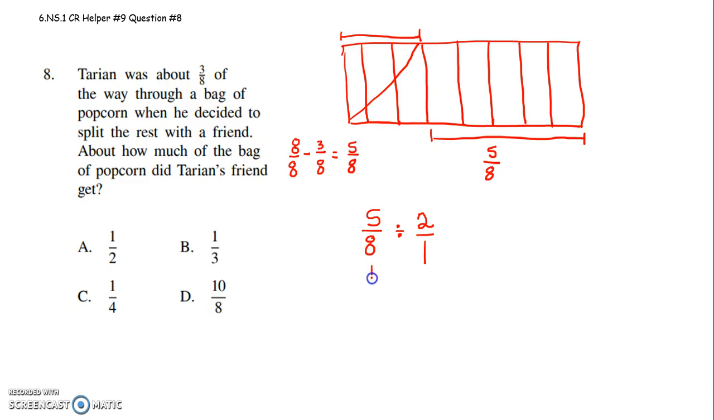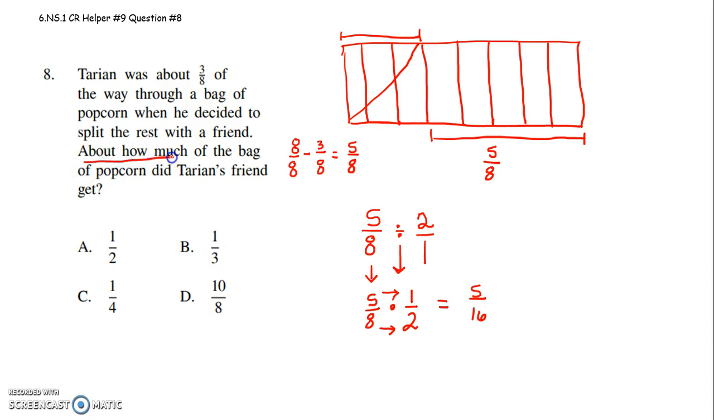Drop, change, flip. Keep the first fraction, 5/8. Change the division to multiplication, and just take the reciprocal of that second fraction. So instead of 2/1, we get 1/2. Then we'd multiply straight across the top, straight across the bottom, and we'd get 5/16.